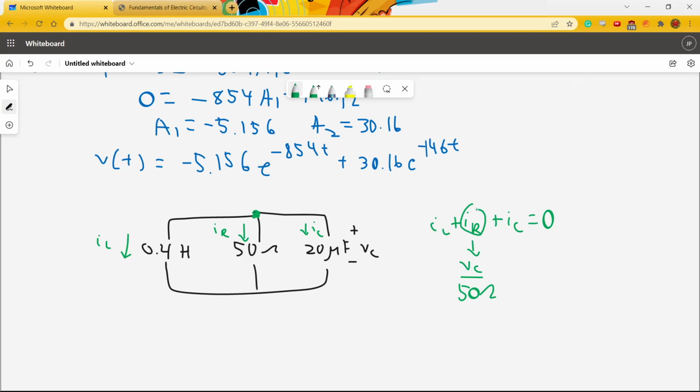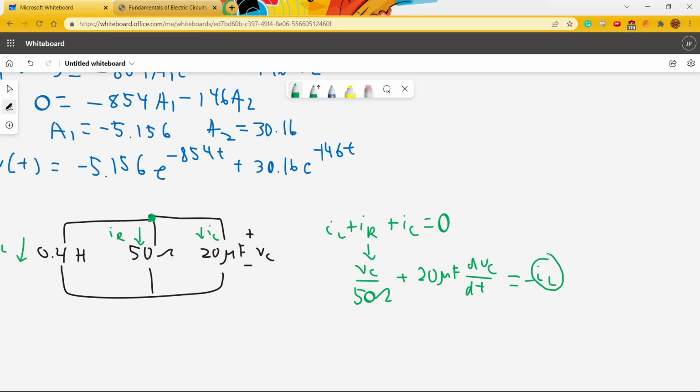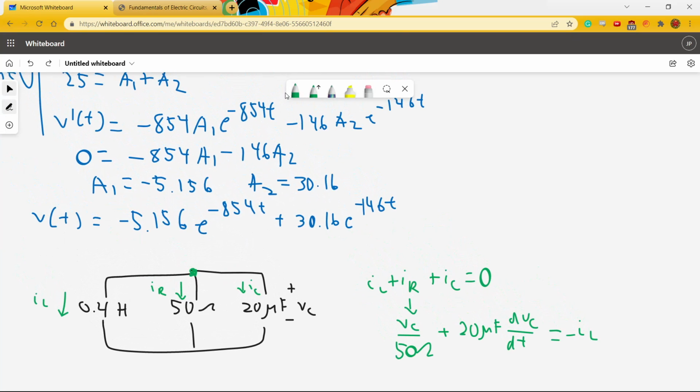It is evident from Ohm's law that the current across the resistor is VC over 50 ohms, and from the rules of capacitors that the current across the capacitor is 20 microfarads times dVc/dt, and if we subtract IL to the other side, this is equal to negative IL. All we'd have to do to get an expression for the current across the inductor is plug in our expression for the voltage and our expression for the derivative of the voltage, and then wiggle around with math and annoying numbers until we finally get an expression for the current.